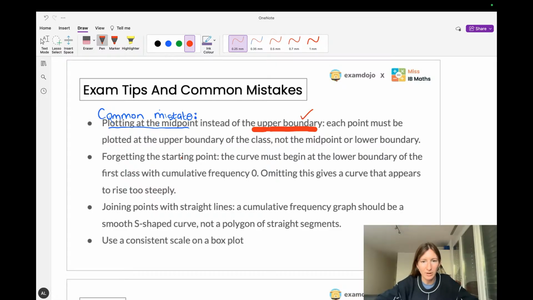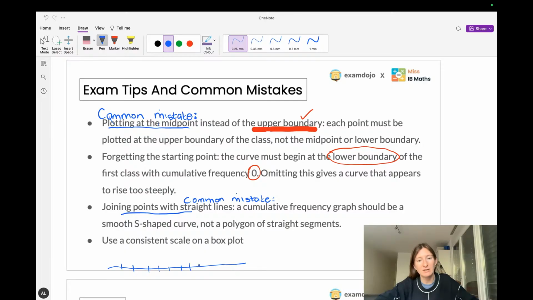Forgetting the starting point, remember that a cumulative frequency of 0 at your lower boundary gives you your starting point for cumulative frequency. Joining points with straight lines is also a common mistake. You need to draw it with a smooth curve. And use a consistent scale on a box plot, so don't forget to do your scale before you do it. And memorize the formula for outlier.